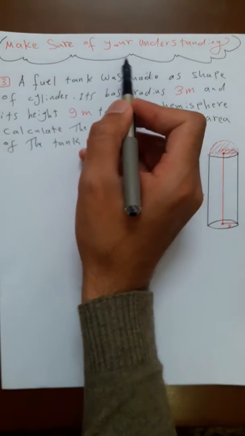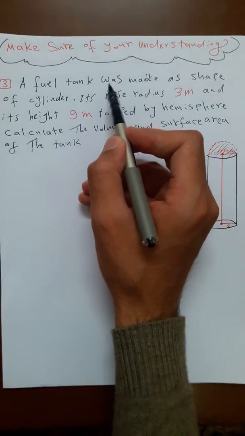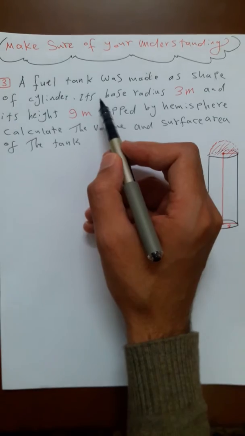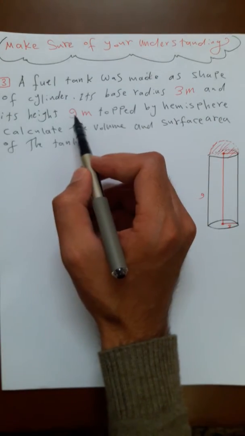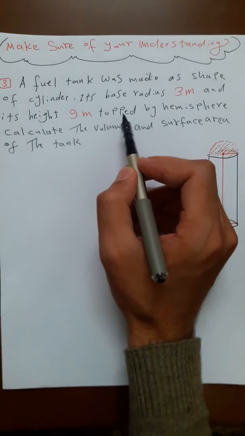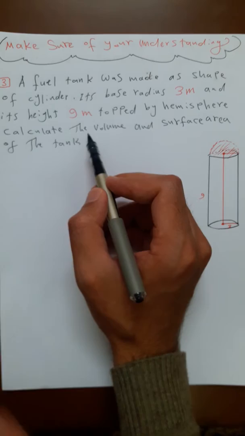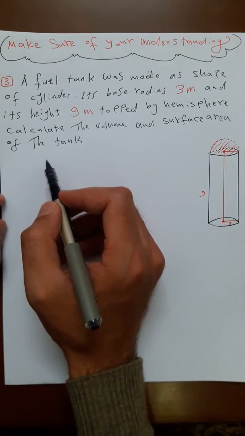Make sure of your understanding. Question 3. A full tank was made as the shape of a cylinder. Its base radius is 3 meters and its height is 9 meters, topped by a hemisphere. Calculate the volume and surface area of the tank.